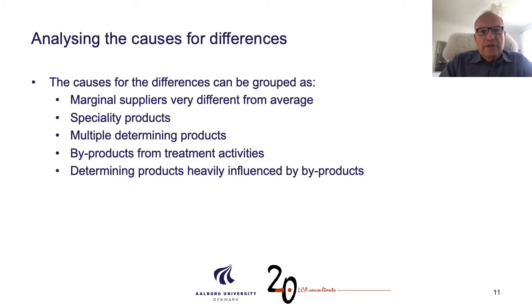The causes for these differences could be grouped in 5 groups. Marginal suppliers very different from the average, speciality products, multiple determining products, byproducts from treatment activities, and determining products heavily influenced by byproducts. I will now show an example of each of these 5 cases.